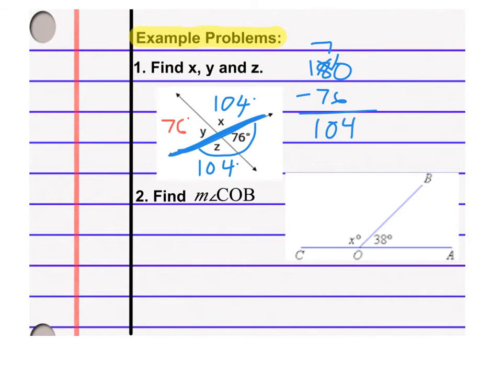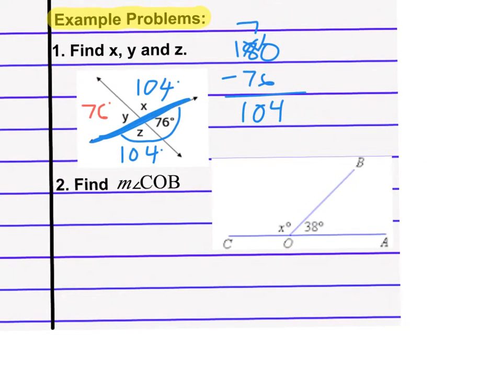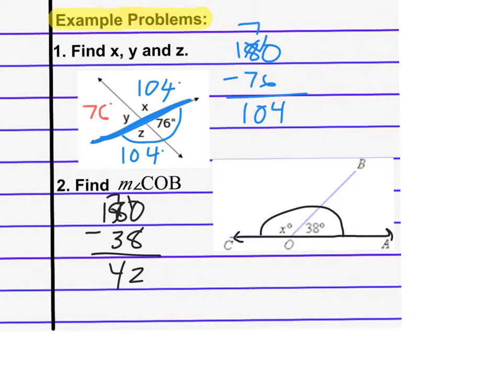Okay. All right, number 2. Find the measure of angle ABC. Hopefully you're thinking this is a line or a line segment. We're not quite sure. So they are a linear pair. They are supplementary, x and 38. They add up to 180. So to find x, I just subtract from 180. And I get 142 degrees for my answer.